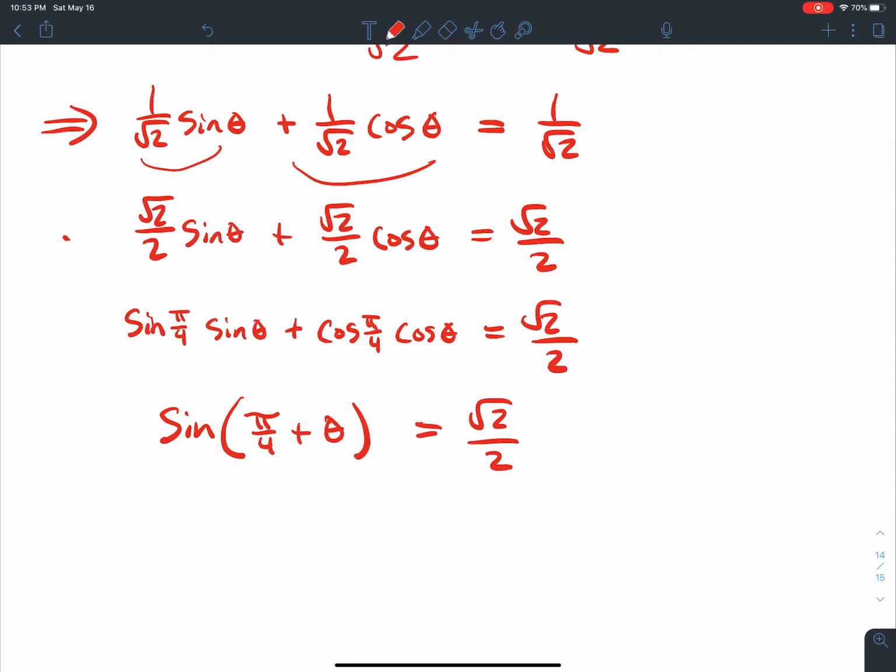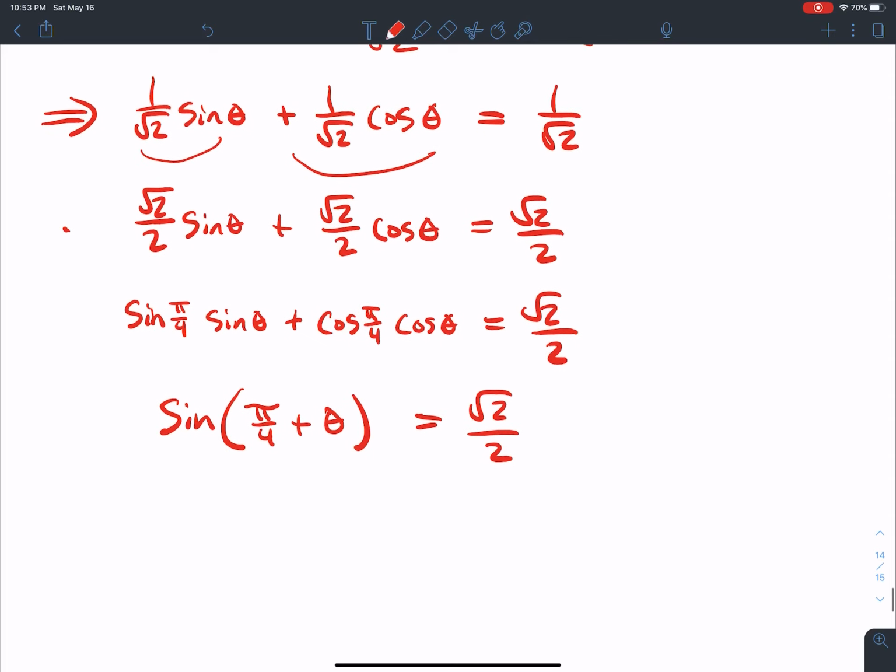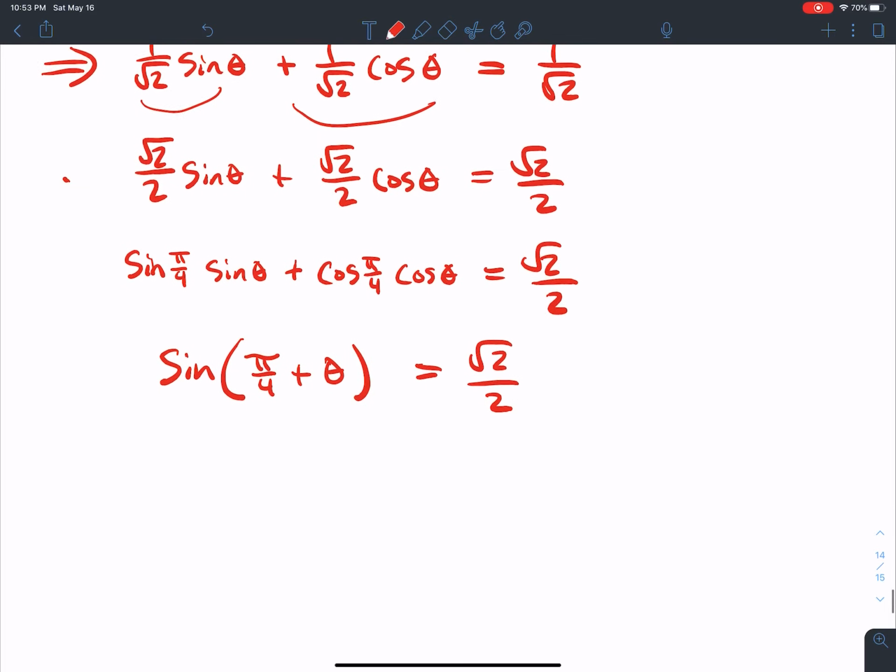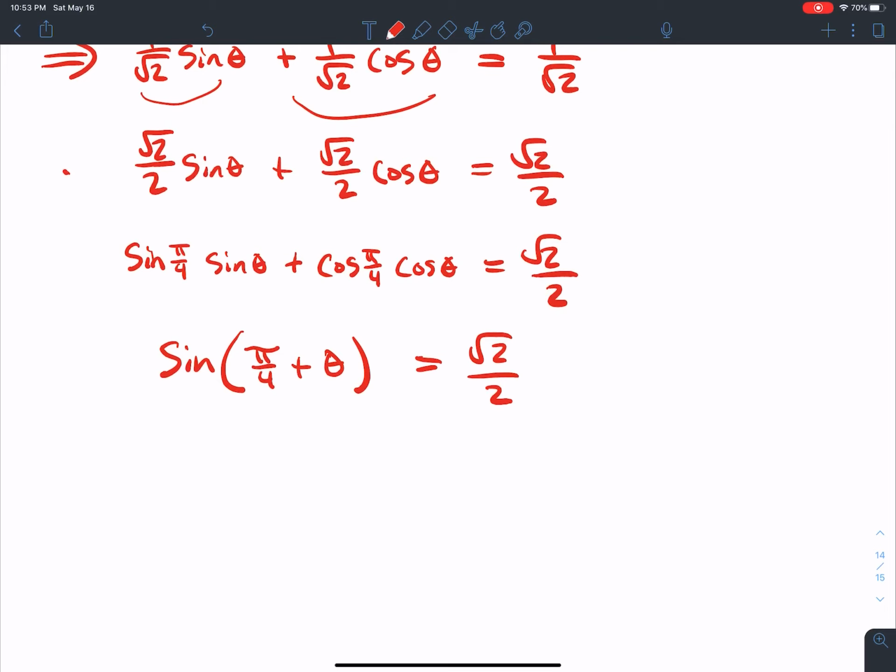So what am I going to do at this point? Well, if my interval is from 0 to 2 pi, there are 2 angles for which this can work. So sine of something equals square root 2 over 2. It works here and works here. So at pi over 4 and 3 pi over 4.